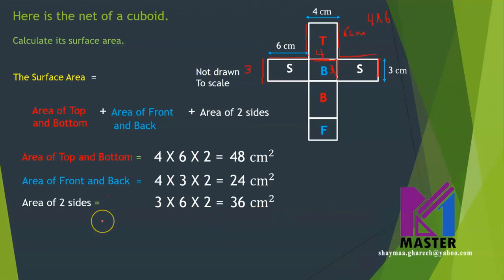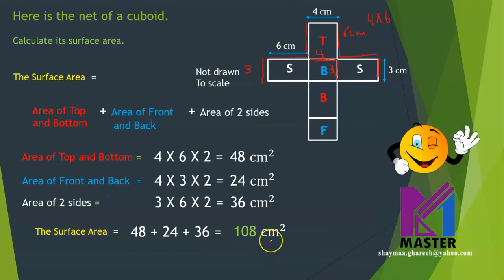Now we can calculate the surface area of this cuboid by adding all these areas together. 48 plus 24 plus 36 equals 108 centimeters squared.